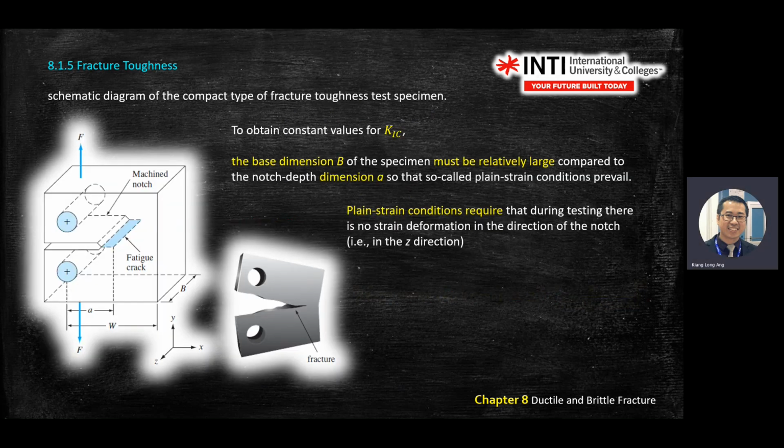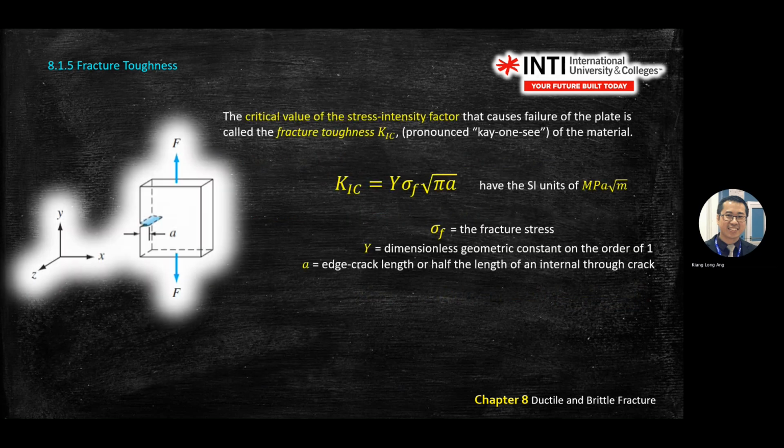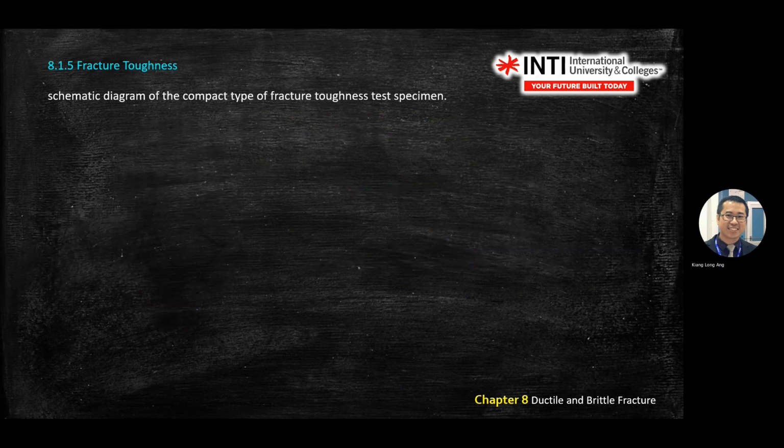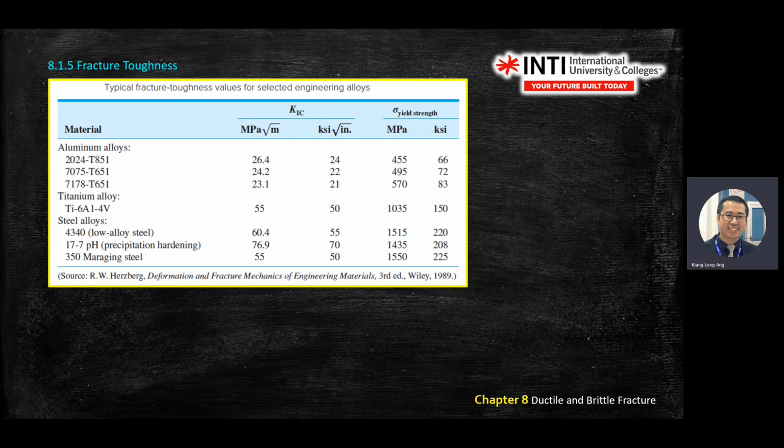So what is missing? If the values are given, fracture stress is missing. Or fracture stress is given, A can be missing. It will ask you to predict the A or predict the F. So for this table, just read carefully. We are using SI units. Use megapascal square root meter and megapascal.